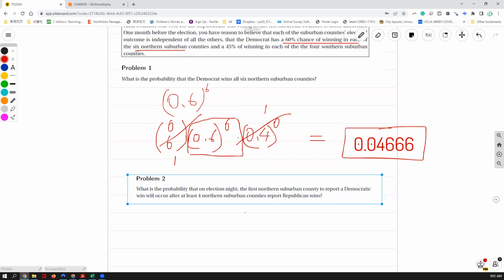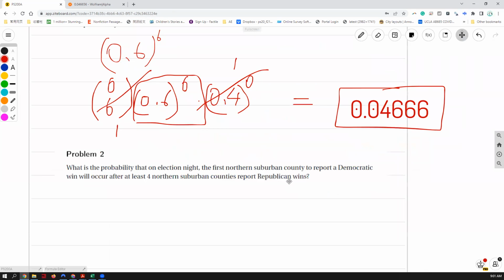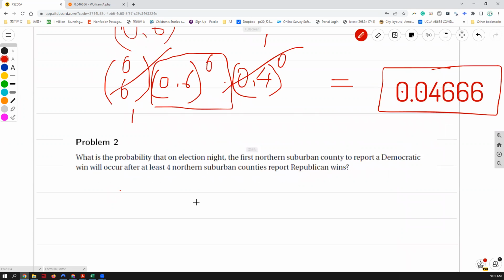What is the probability that on election night, the first northern suburban county to report a Democratic win will occur after at least 4 northern suburban counties report Republican wins? So we basically want something like failure, failure, failure, failure, success, or we can have failure, failure, failure, failure, failure, and success, right? So these are the 2 scenarios that could fulfill this criteria. So what does that look like to you? So basically, this is getting our first win or first success after some trials.